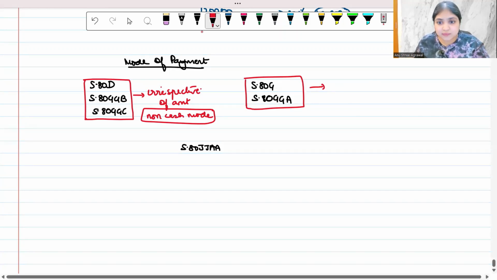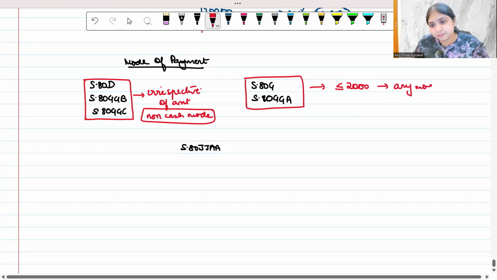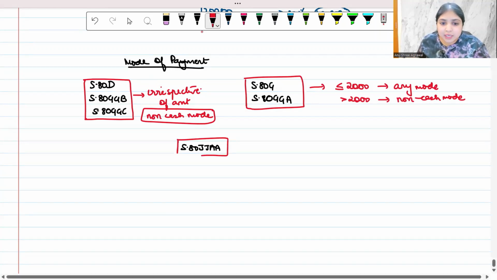In these two sections, we say that up to 2000, you can make the payment in any mode, and more than 2000, you have to make the payment only in non-cash mode. And in 80JJAA, what do we talk about here? Here we say that the payment has to be made in specified mode.